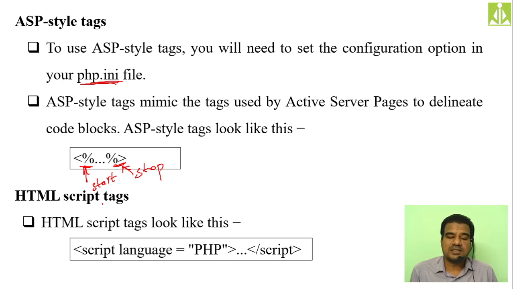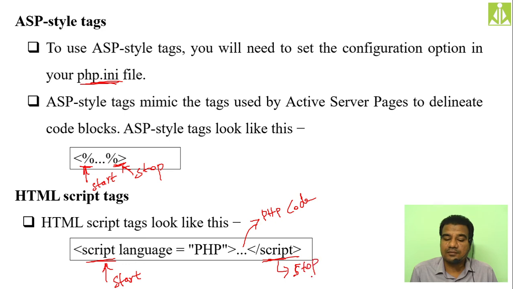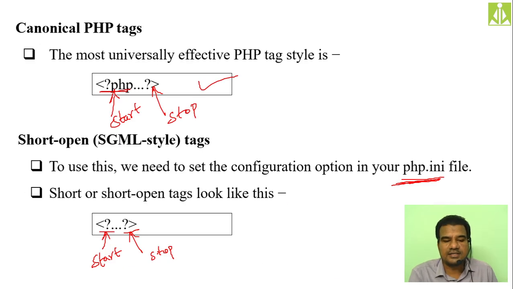Then the HTML script tag. Using the script tag also you can start writing the PHP code and stop writing the PHP code. We are definitely going to practice it very soon. This entire tag will work as a starting point, and over here you put your PHP code, and then this serves as the end tag or stop tag. Likewise, you can add the PHP code inside any HTML page or XML page. Hopefully you understood. So these are the four techniques in which we can escape to PHP.